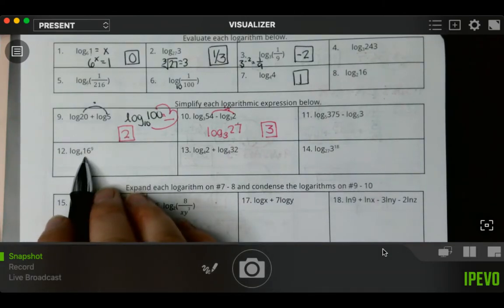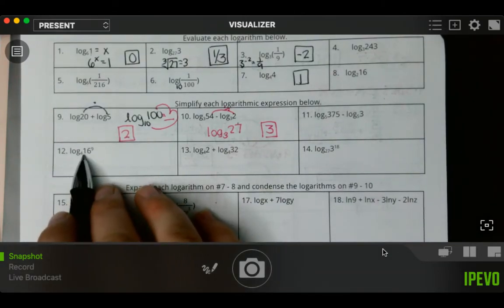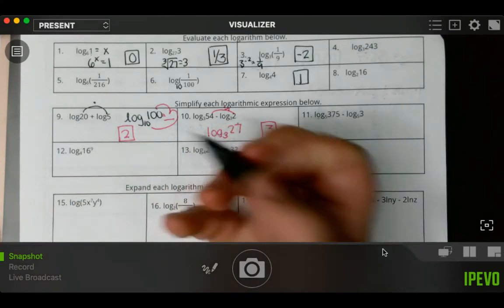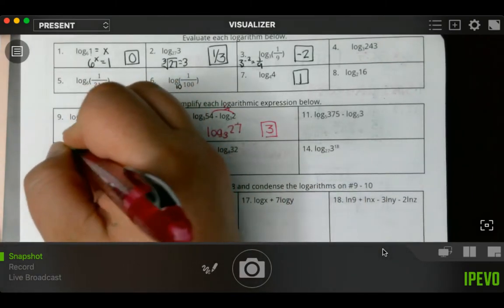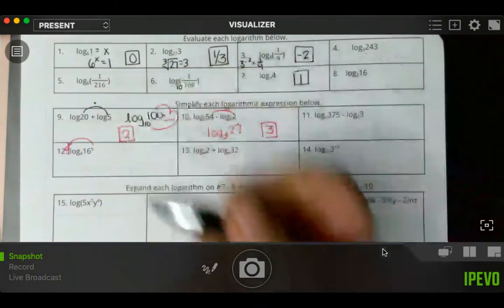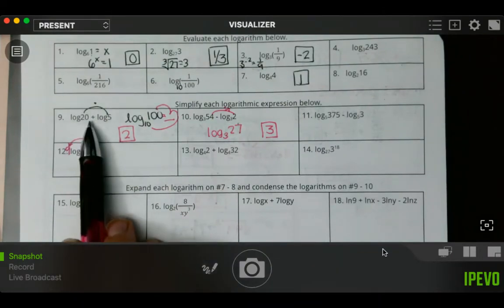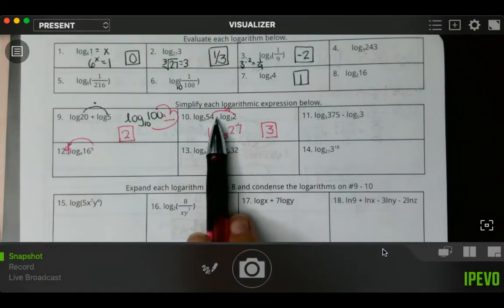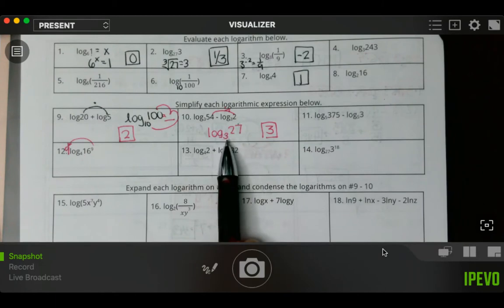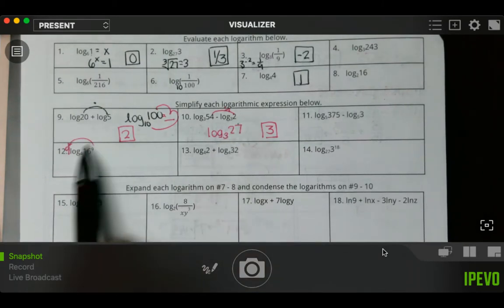If there is like a triple number thing going on like this, extra power can actually be moved out front, and that is the last log property. If they are being added, you can multiply them. If they are being subtracted, you can divide the insides. And if there's an extra power on the inside, you can move it out front.